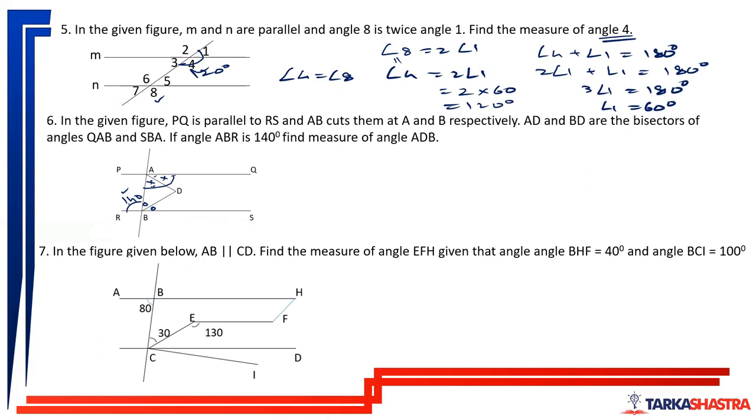And AD is angle bisector. So this is 70. This is also 70. If this is 140, this angle has to be 40. This angle has to be 40. And then this is angle bisector. So this is 20. This is 20.